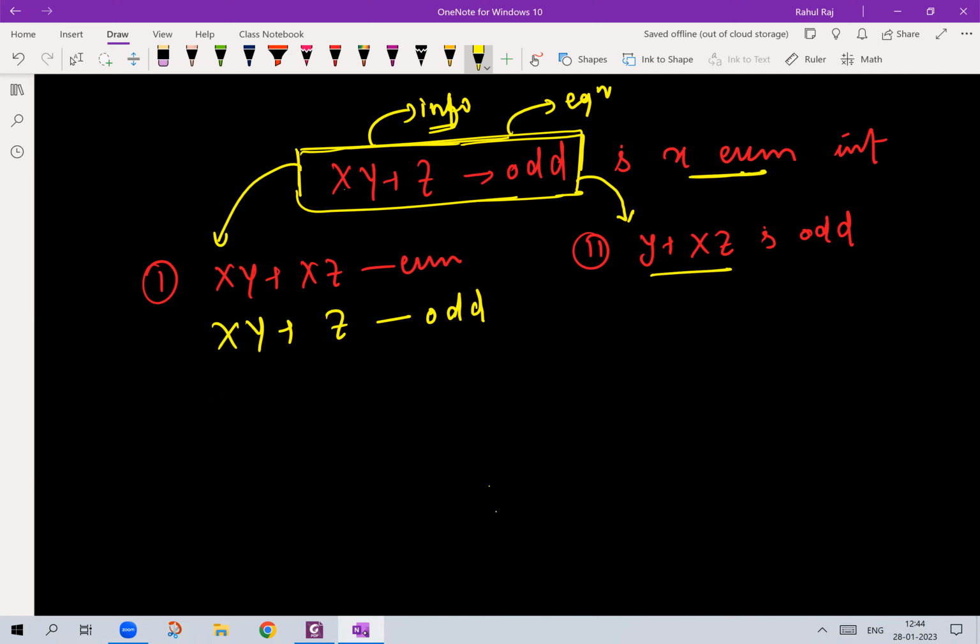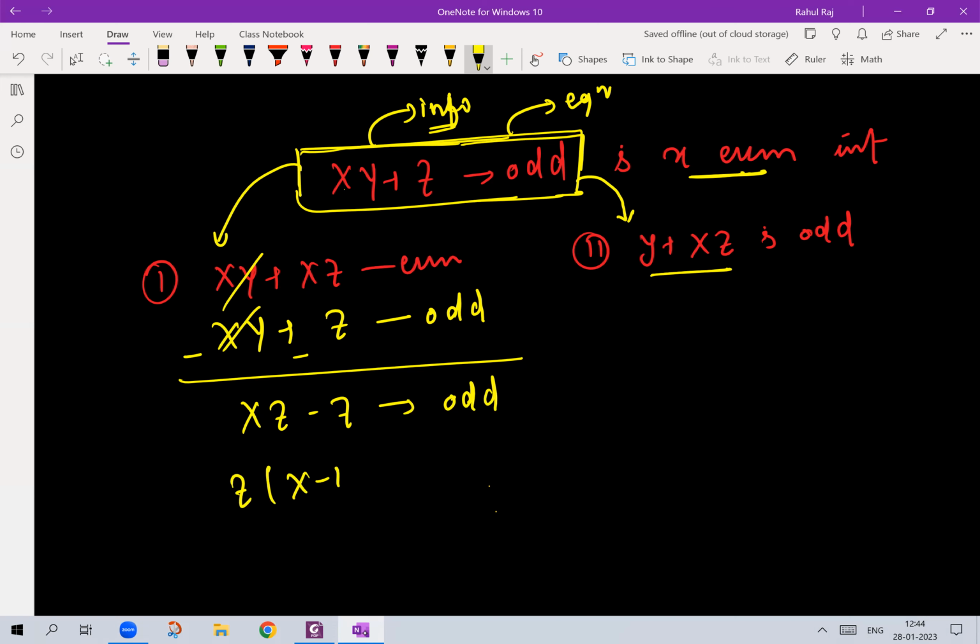So how do I use these two equations? I'll simply try and solve. I'll do minus, so xy cancels. What I get is xz minus z. Even minus odd is what? 4 minus 3, 1. That is odd. You take any even number, subtract any odd number from it, you will get an odd number. Now take z common. You get z into x minus 1 is odd.